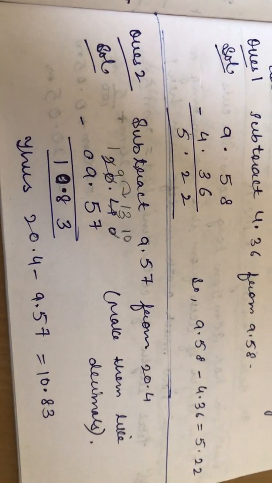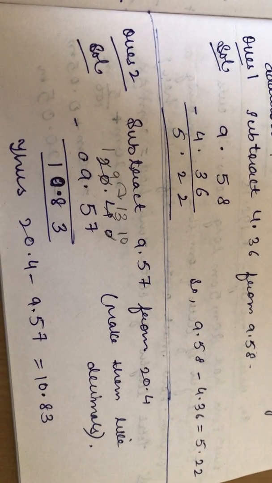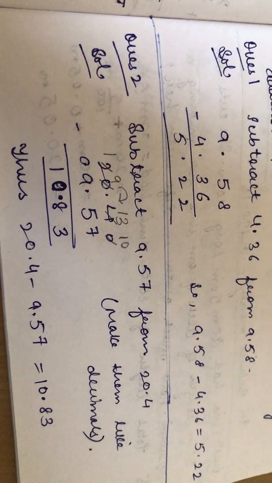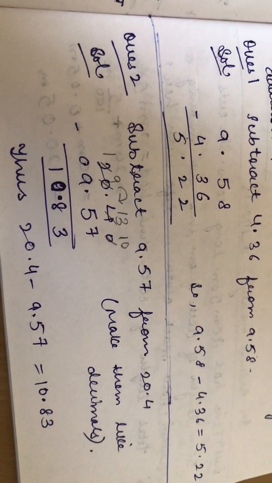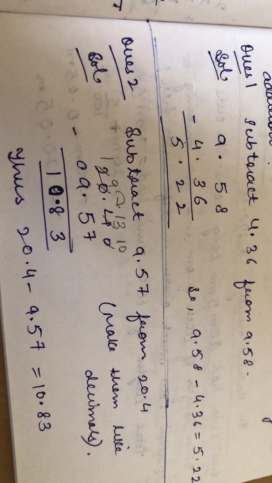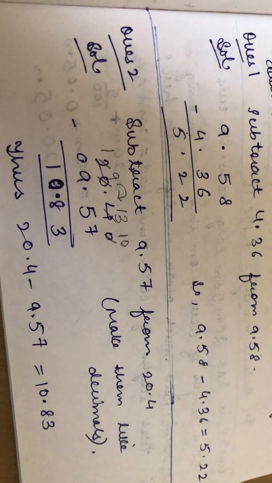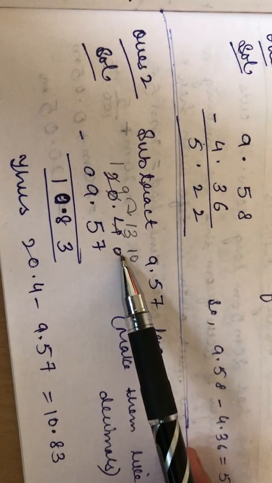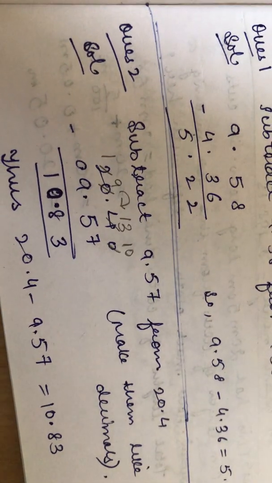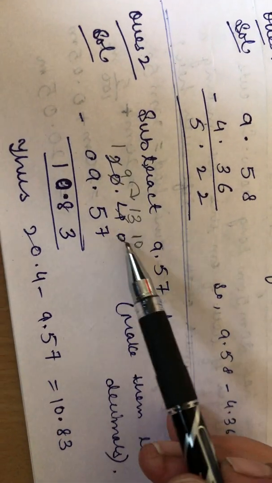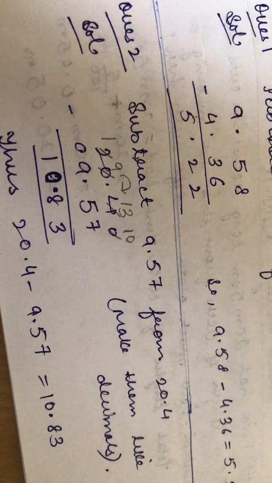Question number 2, subtract 9.57 from 20.4. So 20.4 minus 9.57, what are we getting? As you have done in the previous classes also, if we have a smaller number from which we are subtracting, you have to take help from the neighboring number. So here 0. It means I will take a 1 from 4. So it will become 10. 10 minus 7, 3. Then in place of 4, 3 is left.